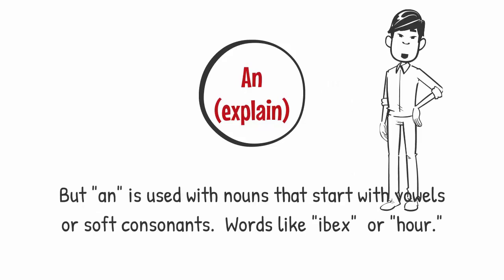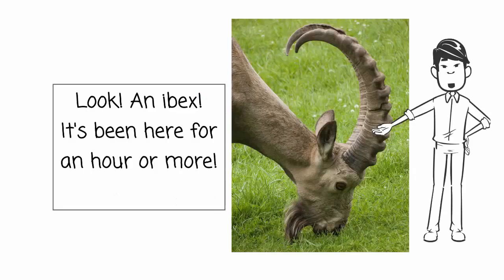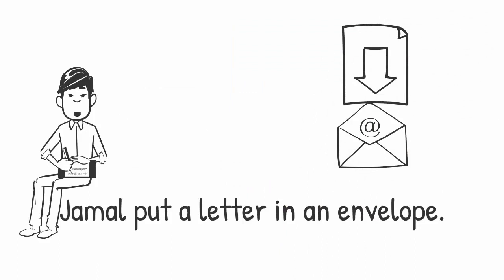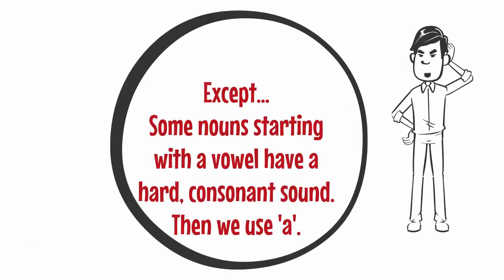But an is used with nouns that start with vowels or soft consonants like ibex, I-B-E-X, or hour, H-O-U-R. Look, an ibex has been here for an hour or more. Or another example is Jamal put a letter in an envelope. Except some nouns starting with vowels have a hard consonant sound. When this happens, we use a instead of an.